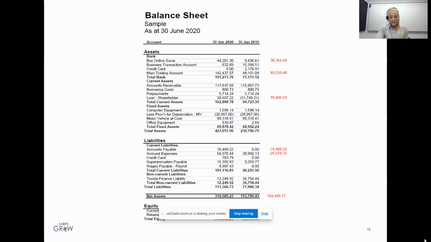Cash at bank has increased by $132,000. That's between the online saver account and the main trading account. Shareholders loan has increased by $70,000. We then take off the increase in liabilities. That's the $18,500 for accounts payable and $25,500 in accrued expenses to give us a net amount of $158,000. That's our profit.